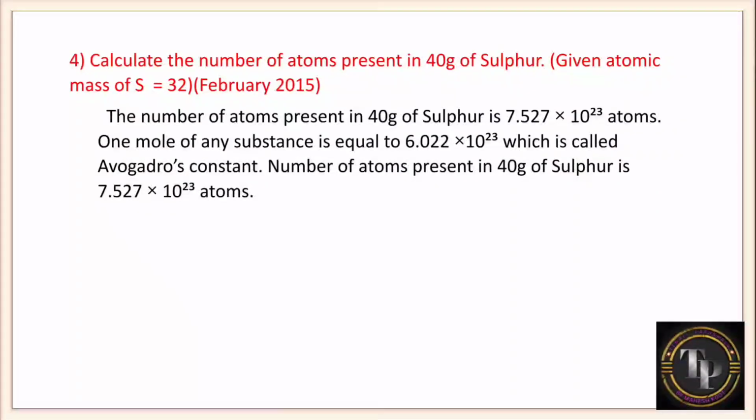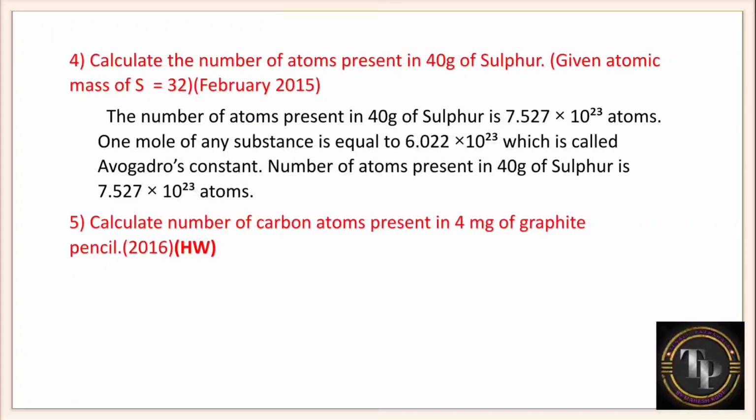Following my point, 1 mole contains this, 32 gram contains 6.02 into 10 power 23, then 40 gram contains how much? So what you have to do is 6.02 into 10 power 23 into 40 divided by 32. So you will get the answer 7.527 into 10 power 23 atoms.